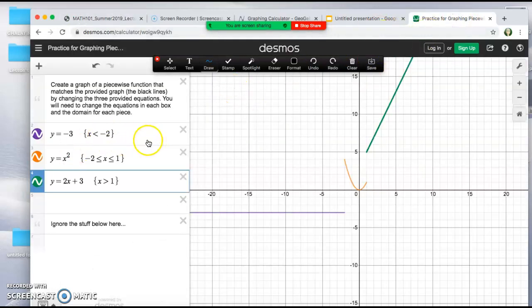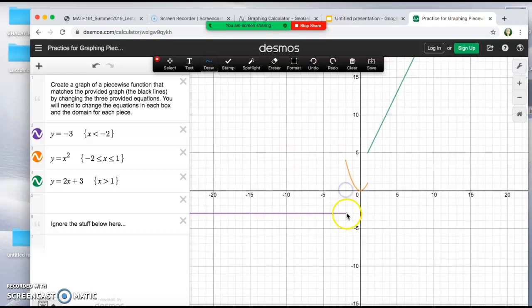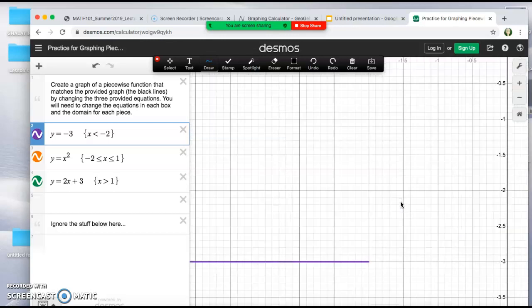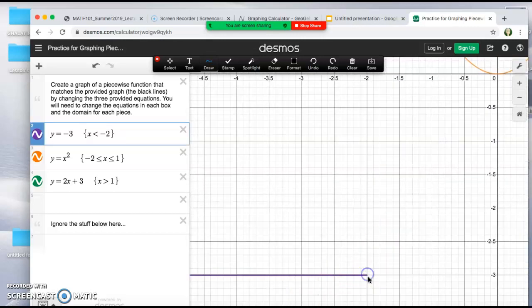So I already graphed it here. Let's take a look at the first graph, y equals -3 for x is less than -2. As you can see, the graph starts at x equals -2, which is right here, and they only graphed y equals -3 for the values of x that are less than -2. Look how it starts. The graph starts with an open circle, right? Let me zoom in on that. Okay, so it starts at -2, and it starts with an open circle. You see that? Let me zoom in even more so you can see that open circle. Okay, here it is. Open circle.